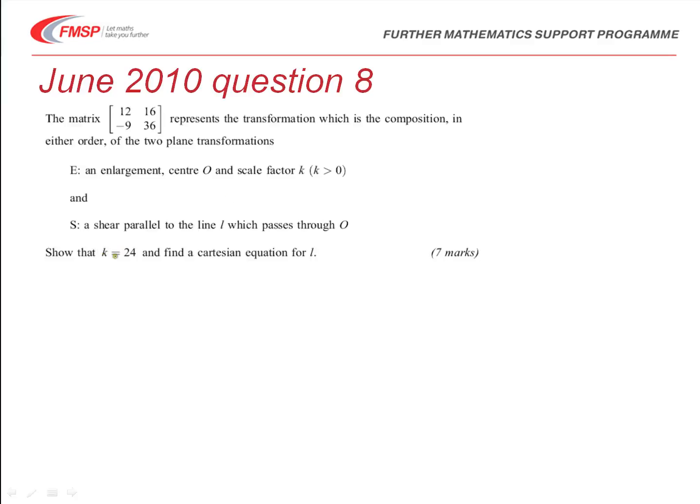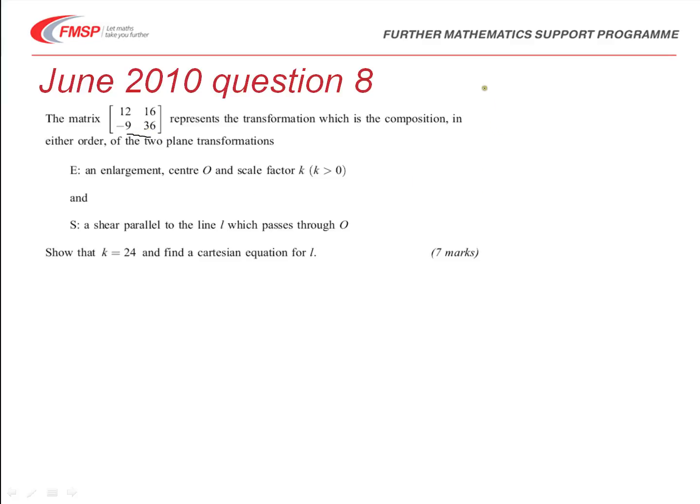Well, the first part, finding the scale factor. Now we know there is a relationship between the determinant and the area scale factor. So we know the area scale factor of the composite transformation by working out the determinant of this matrix. We know the determinant of a shear is 1, and we know that the determinant of the enlargement is k squared. So we know that k squared times 1 must equal the determinant of this matrix.